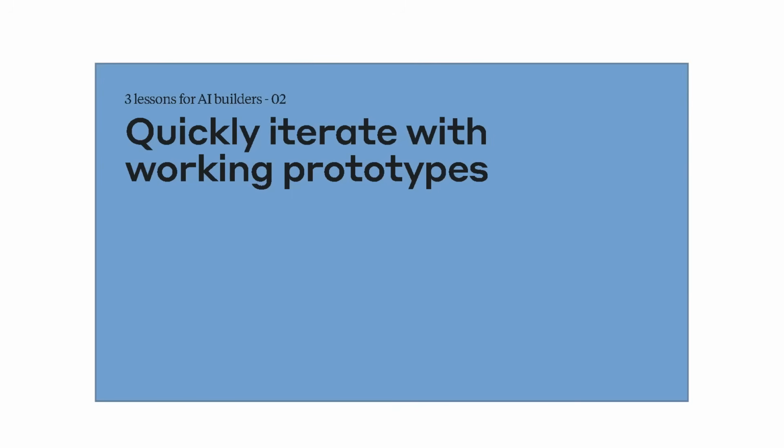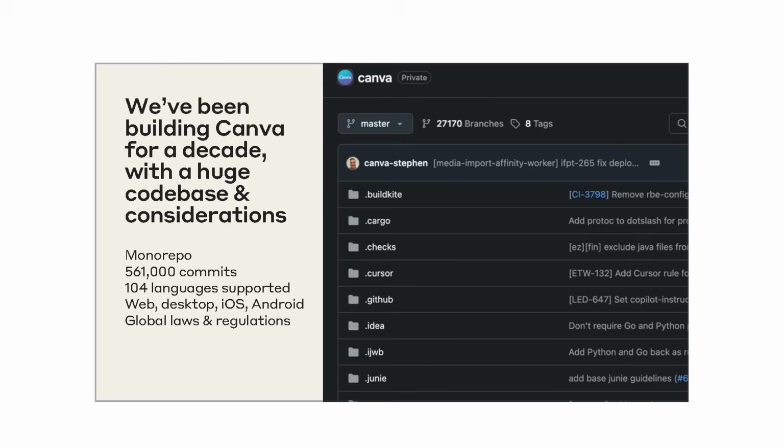The second lesson is we are absolutely in love with the power of building functional prototypes. If you don't know, we have a mono repo at Canva with just about 500,000 commits over the past decade. We support more than 100 languages, many different platforms. There are also global laws and regulations in all the environments we operate. We have enterprise customers with a lot of contracts, SLAs, and all that kind of stuff.